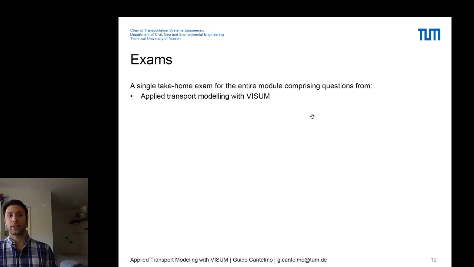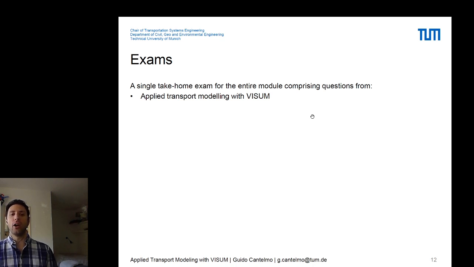So another very important point about the exam, something I never stress enough during the courses, is the way you write the report. During some exams, in some years, we had some students who were submitting only screenshots of Visum with a very short description of what was happening behind.